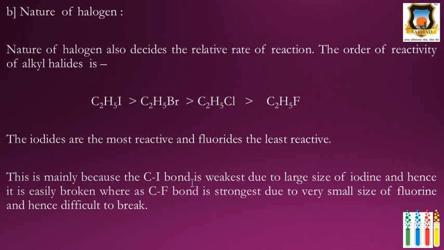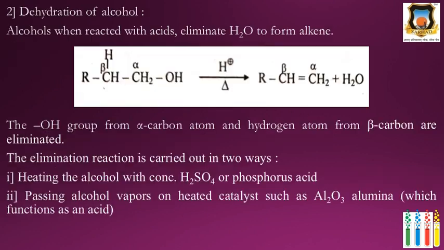This is because the carbon-iodine bond is a weaker bond, as the size of iodine is greater than bromine, chlorine and fluorine, and therefore it is easily broken. The C-F bond is strongest due to the very small size of fluorine and hence it is difficult to break. Therefore, alkyl iodides are more reactive than alkyl bromides, than alkyl chlorides and fluorides.